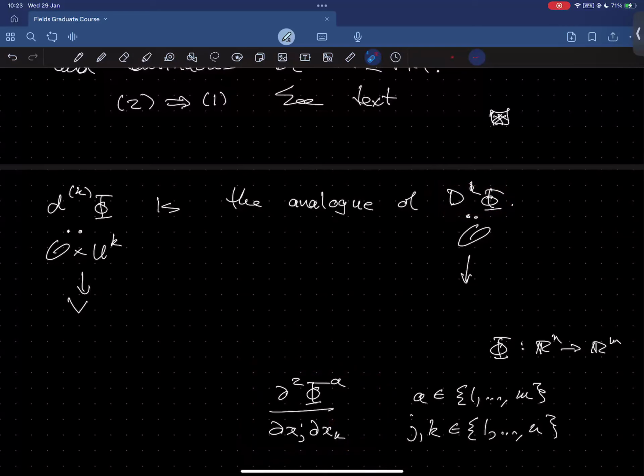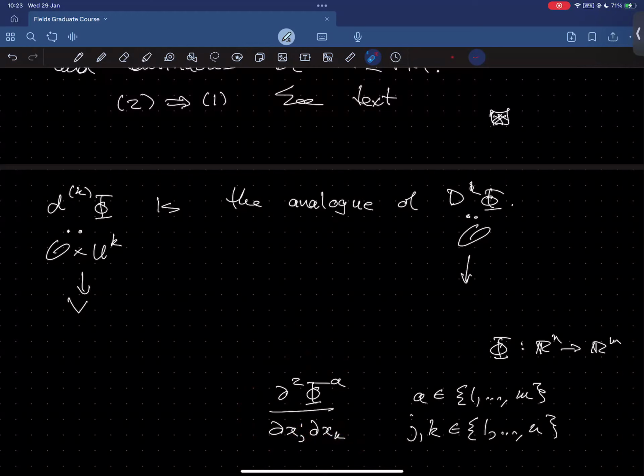And it's symmetric. Okay, so if phi is of class C2, so twice continuously differentiable, then this thing doesn't depend on the order of j and k. So if you replace j with k, you get the same result. So taking partial derivatives, it doesn't matter what order you take them, provided the functions are sufficiently differentiable.